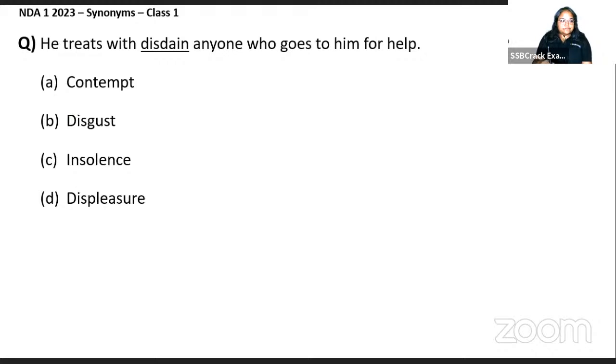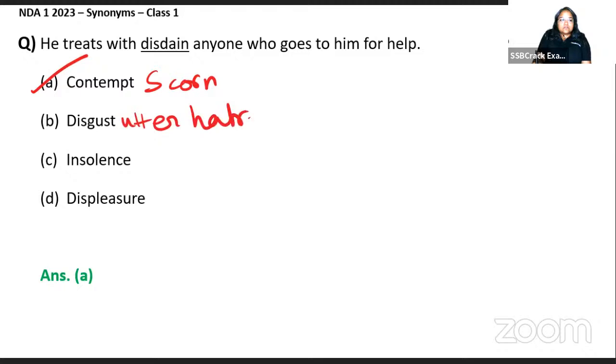Chalo, next one. Option B, displeasure. Option B, disgust. He treats with disdain anyone who goes to him for help. Disdain means contempt or scorn, not disgust. Disgust means when you don't like that person at all. You can't bear or tolerate that person. So you're disgusted by his appearance, you're disgusted by him. Disgust is utter hatred, hatred to the extreme level.